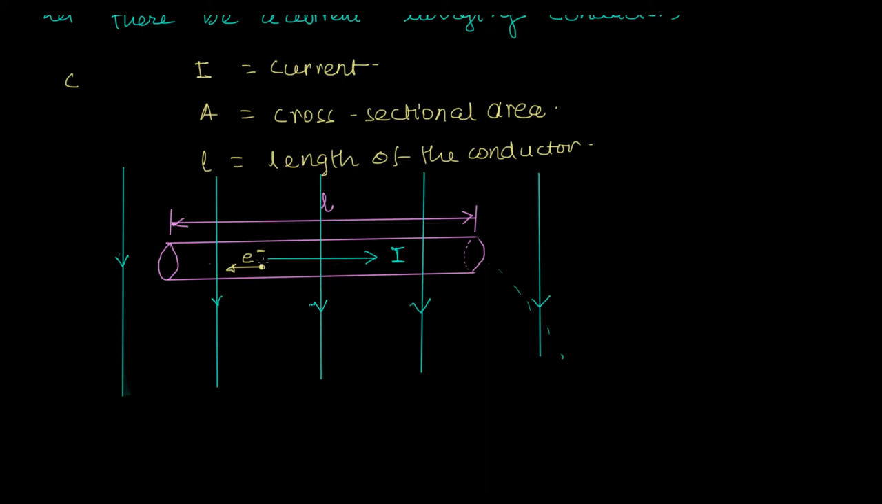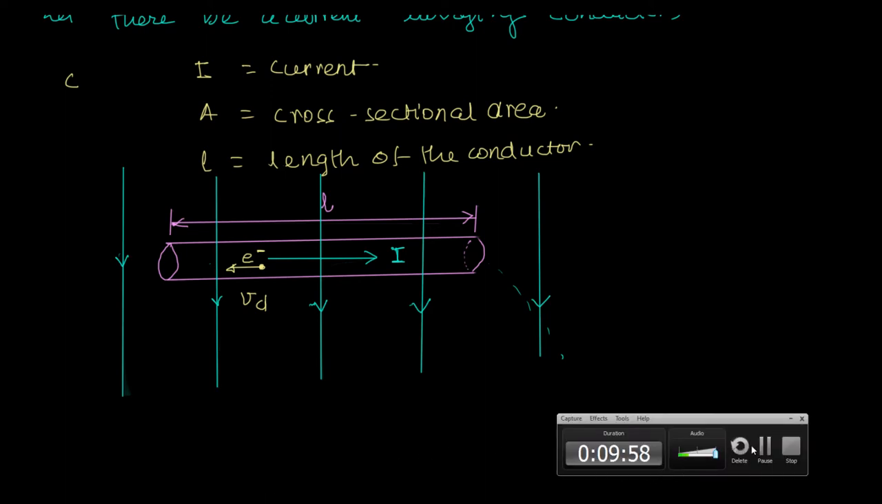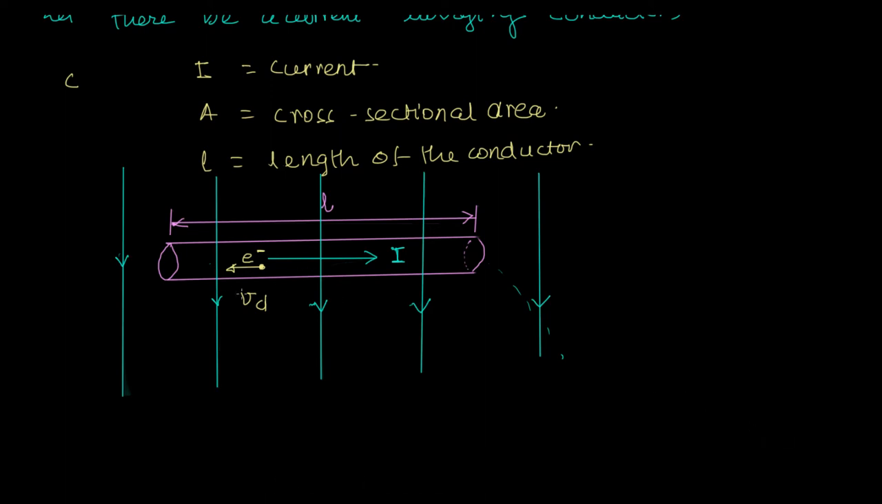Drift velocity is opposite to the direction of the current, the direction of the conventional current. We made a mistake somewhere, and we agreed to keep that mistake with us, right? That is what conventional current direction is. Now for a given I, this is moving with a velocity vd, which is the drift velocity.